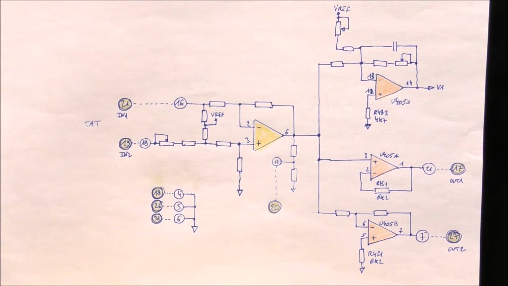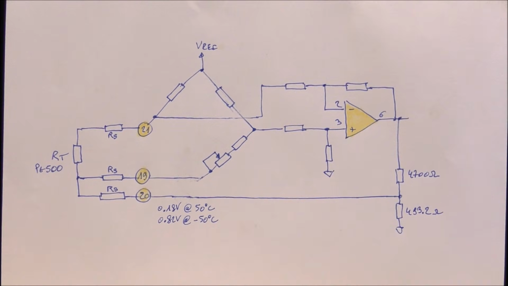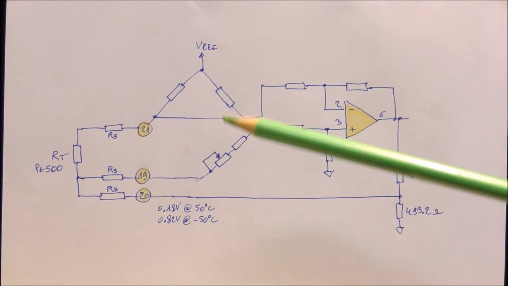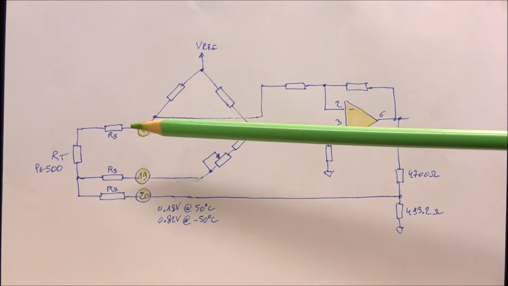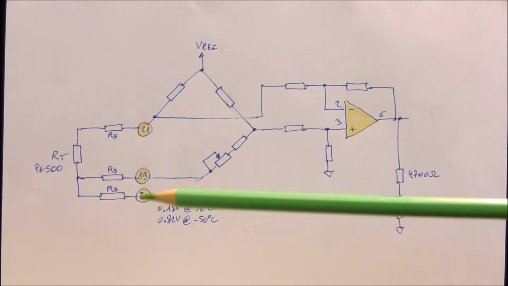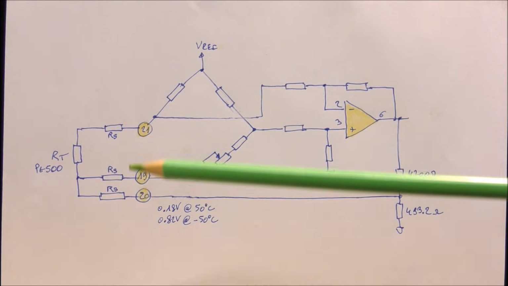So let's see a second schematic with a new arrangement. We have here a new schematic which is actually identical to the previous one. Okay, so we have here actually a Wheatstone bridge, and here we have a PT500, a platinum sensor, 500 ohms at 0 degree. The connection is done using 3 wires.